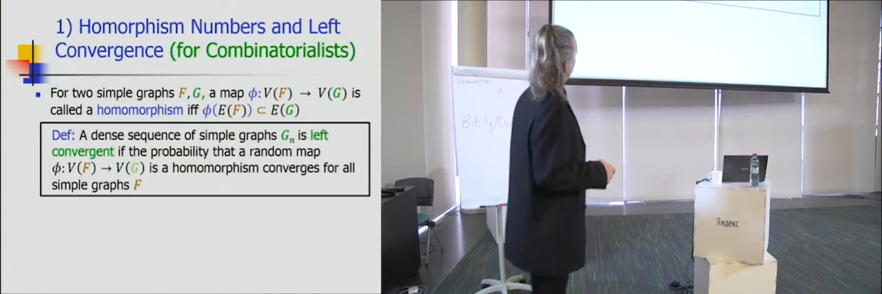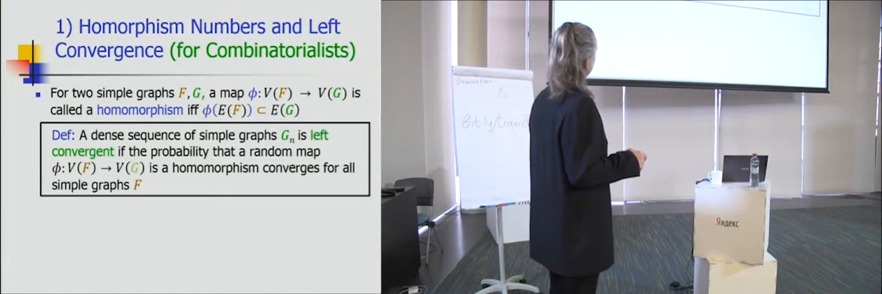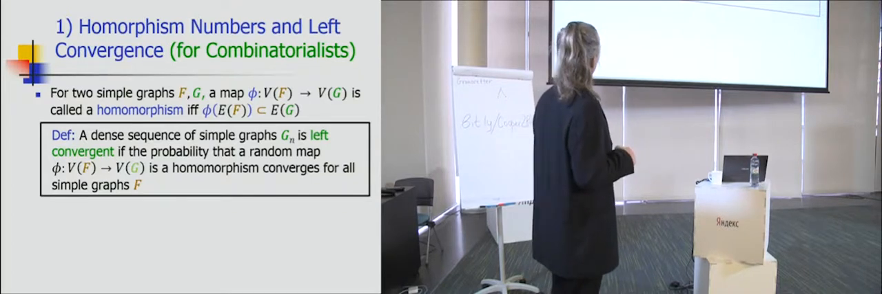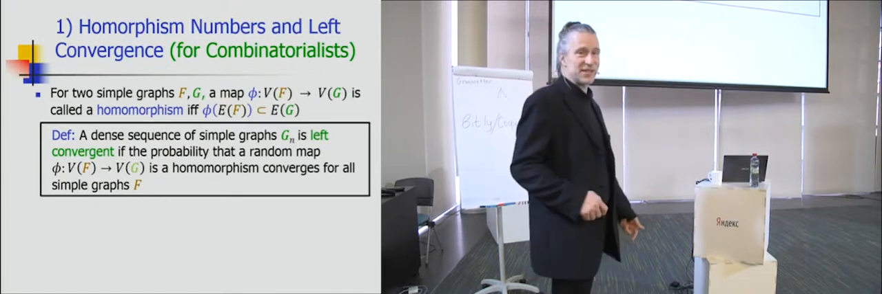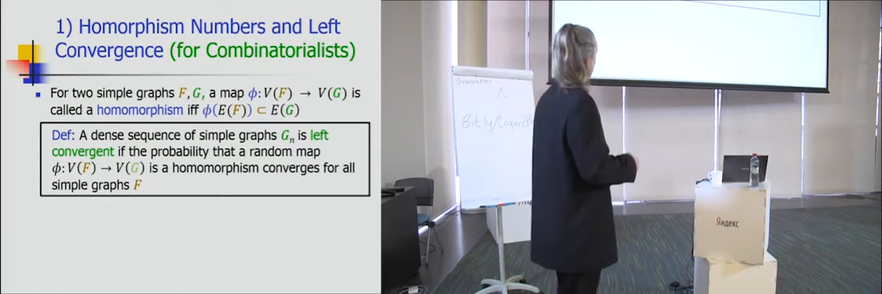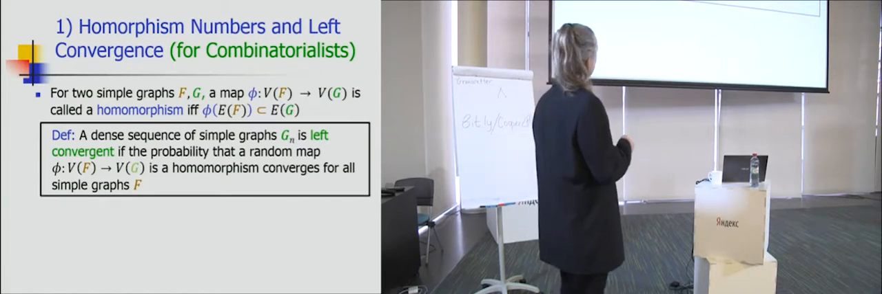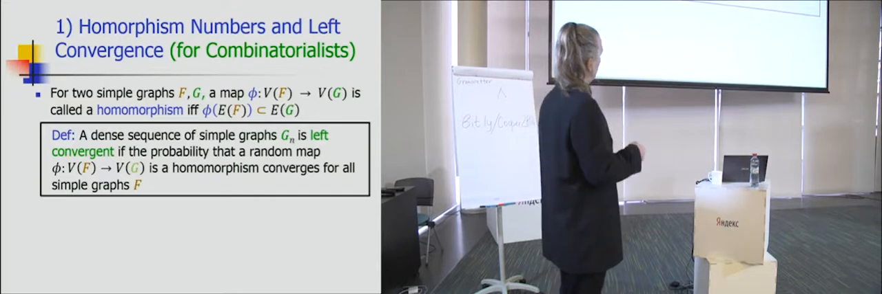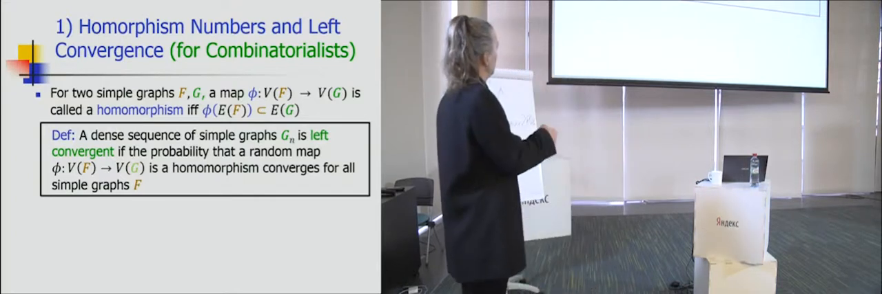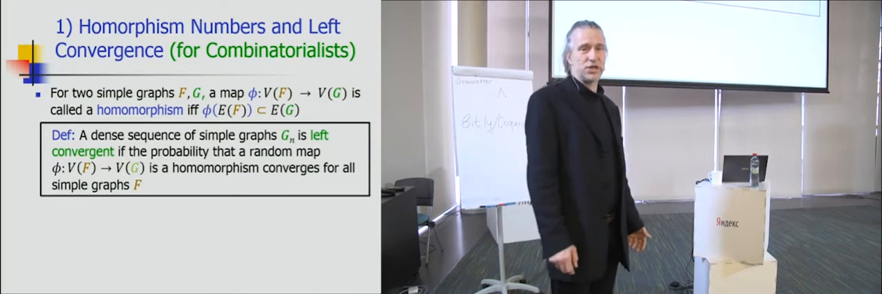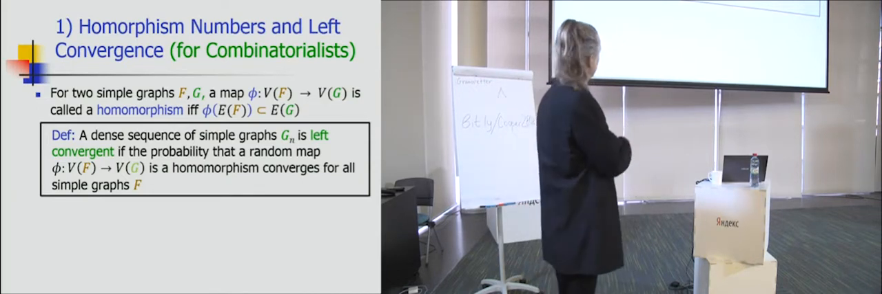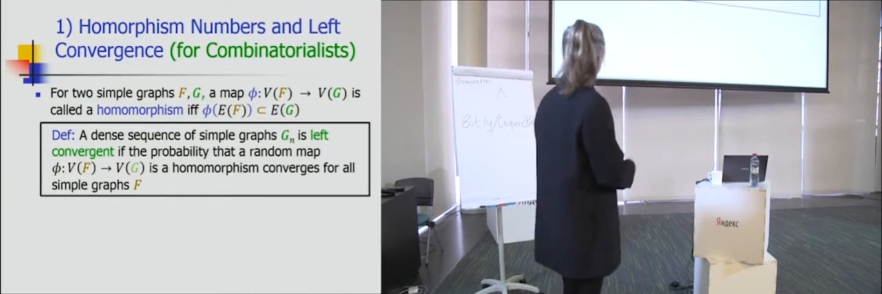We say that a sequence of graphs is left convergent if the probability that a random map from the small graph into the large graph, so you're testing the large graph from the left, that's why it's called left convergent, is a homomorphism converges for all simple graphs F. You take a map, and this may or may not map edges into edges, and if it does, you count it, and otherwise you don't, and you look at this probability.